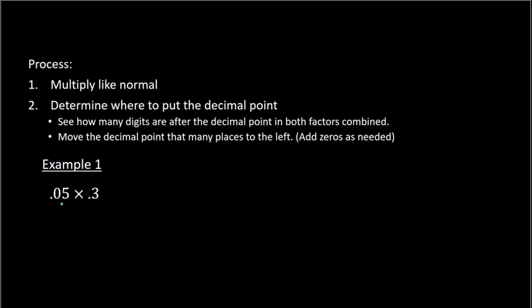So the first decimal, we have the zero in the tenths place, 5 is in the hundredths place. So what we have here is 5 hundredths. And then 0.3, 3 is in the tenths place, so we have 3 tenths. So we have 5 hundredths times 3 tenths. And when you multiply those, you put the numerators together. 5 times 3 is 15. The denominators together, 100 times 10 is 1,000. So we have 15 thousandths.